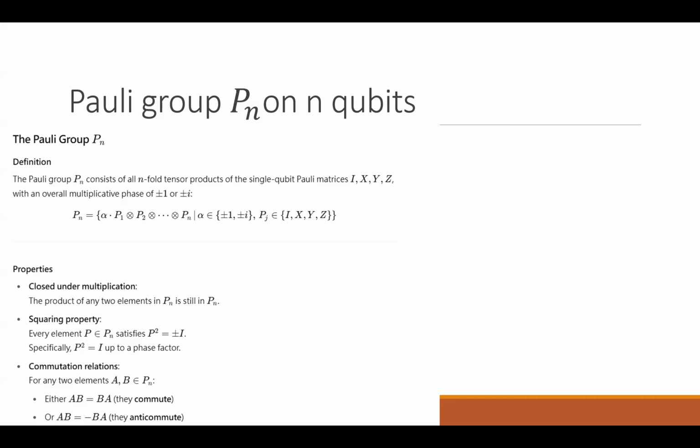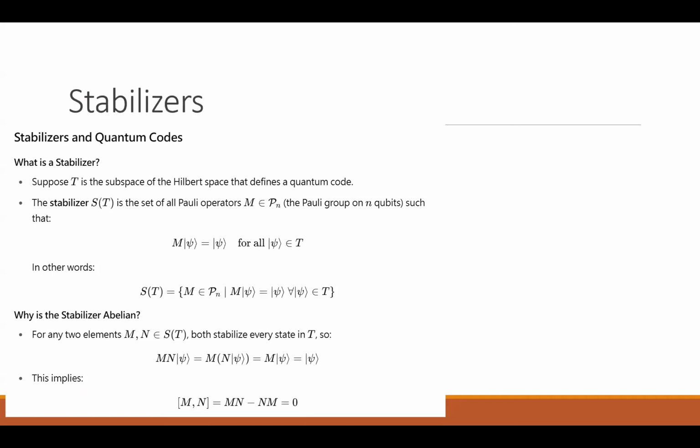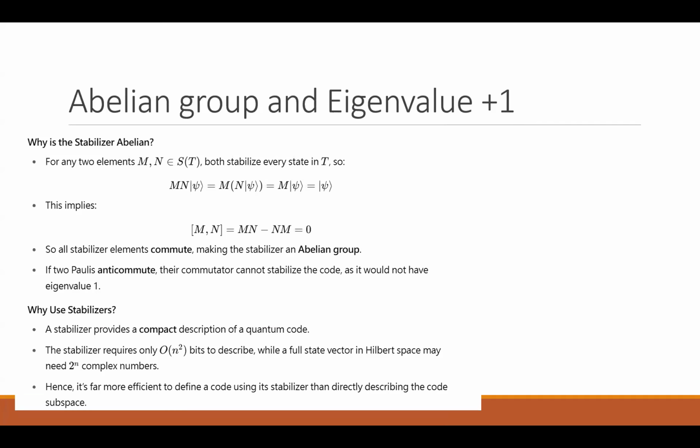Okay, so the Pauli group. And what we do is define a so-called stabilizer. You can think of a stabilizer as basically some abelian subgroup of the Pauli group. So the definition is basically an abelian subgroup of the Pauli group, but you need to remove the minus identity. And once you have that, then you can define the so-called code space. The code space is all the states which are stabilized by the stabilizer.